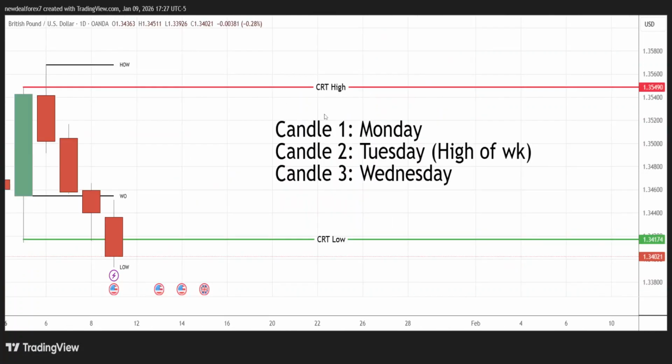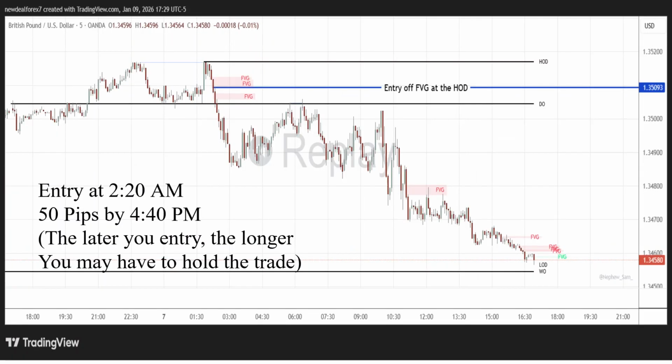And then last example here, you have Monday creating the range, Tuesday high of the week, closed inside, and then just a straight drop. Okay, so that was that. Now, the entry for the 5-minute chart was at 2:20 a.m. It did drop 50 pips by 4:40 p.m. So this was an all-day candle where it spent all day dropping. But because that entry was so late, around 2:20 the following morning, much later than the one it shows you at like 7 something that night.